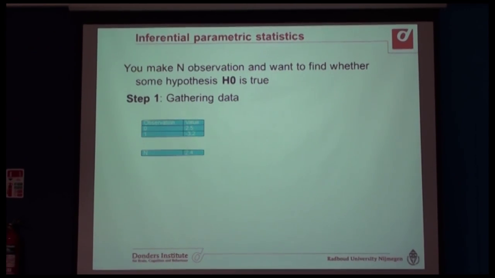So what we have is an observation, and we want to find out on the basis of that observation whether some hypothesis holds. Actually, this should have been an alternative hypothesis. So usually we start with the null hypothesis, and we're interested in showing that the alternative hypothesis holds. So what we do first is make observations. And then given those observations, we look at the distribution of the data that we've observed.